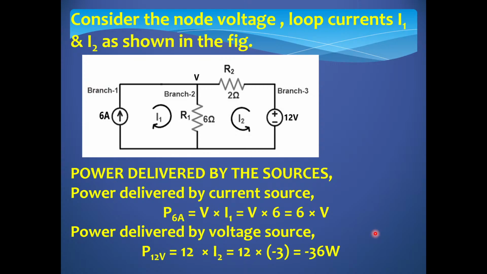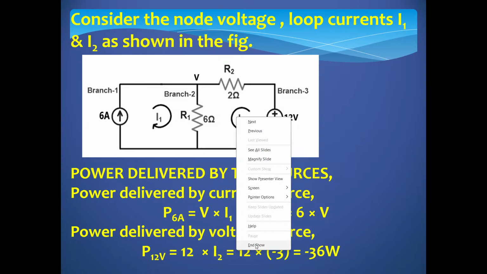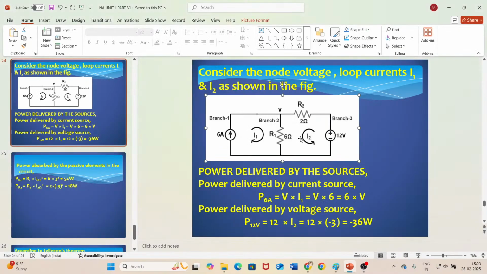Next, we have to determine the power absorbed by the elements. What are all the elements here? Two resistors are there. So let us determine the powers absorbed by the resistive elements. For that I will copy this circuit in the next slide.